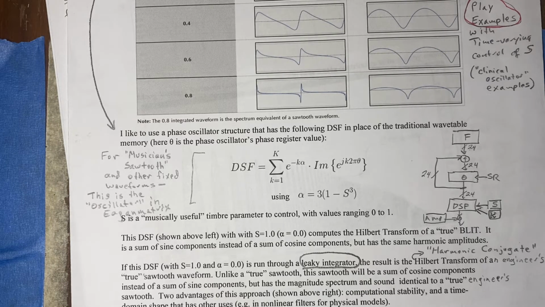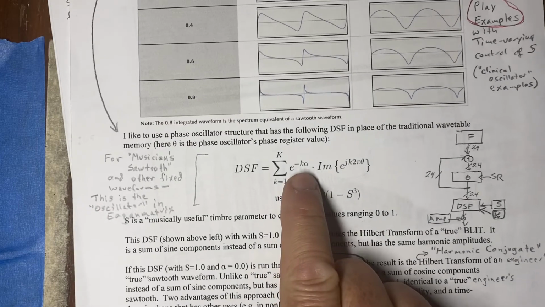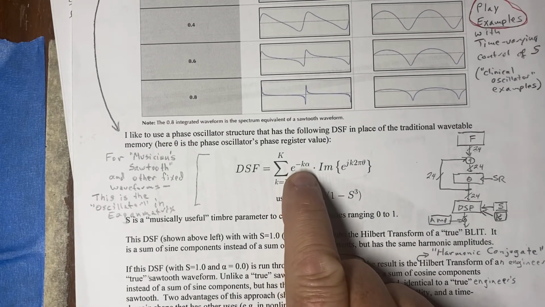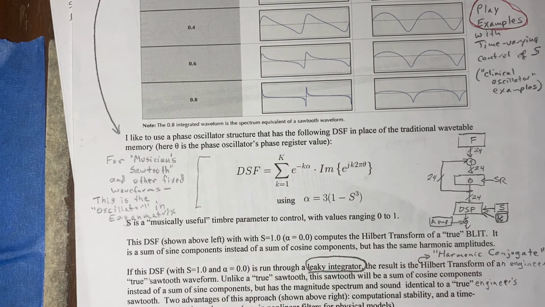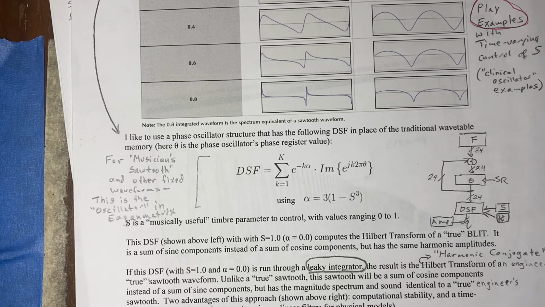Yes. If you want a true band-limited impulse train, you can set S equals 1 or alpha equals 0. That means that here it's all same amplitude, e to the minus K0. So they're all the same amplitude sine waves. So you can do that. It's not quite a band-limited impulse train. It's the harmonic conjugate of a true BLIT, but it will sound the same.